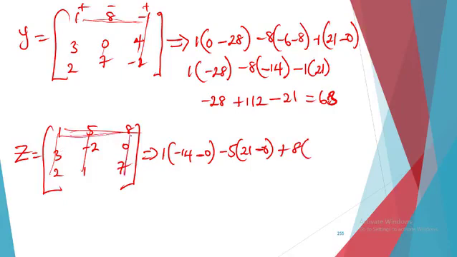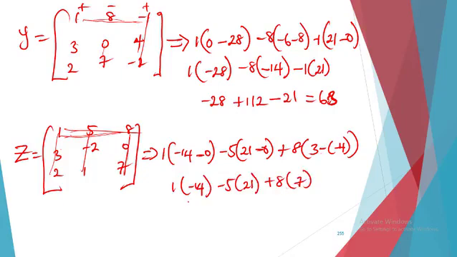And then we have plus 8 into, cancel this and cancel this. We have okay, this and this. We have 3 minus 2 and what? 2 and 1. So 3 times 1 will give us 3. Minus 2 times 2 will give us what? Minus 4. Right? So we have 1 into minus 14, minus 5 into 21, plus 8 into this is 7. Right? 1 times minus 14 is minus 14, and then minus 5 times 21 will give us minus 105. Then 8 times 7, 56.